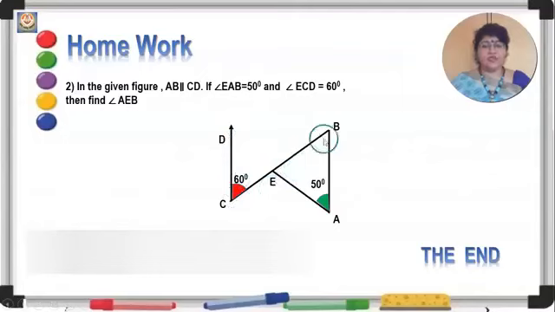Now, since these two lines are parallel, BC becomes the transversal. You will get a pair of alternate angles. That means if this angle is 60, you know what will be the measure of angle B. It will also be 60 degree. So this angle you have found out and you got the value as 60. This is 50 degree. You can calculate the measure of angle AEB by using angle sum property.